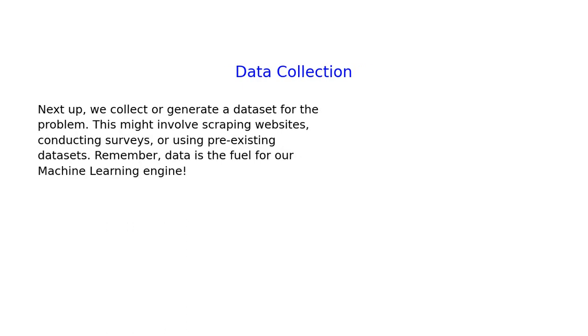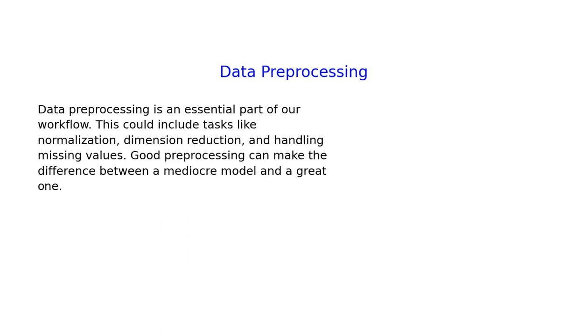Next up, we collect or generate a dataset for the problem. This might involve scraping websites, conducting surveys, or using pre-existing datasets. Remember, data is the fuel for our machine learning engine. Data pre-processing is an essential part of our workflow. This could include tasks like normalization, dimension reduction, and handling missing values. Good pre-processing can make the difference between a mediocre model and a great one.